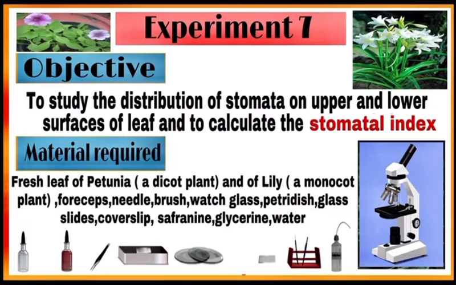Write objective of the experiment first, that is to study the distribution of stomata on upper and lower surfaces of leaf and to calculate the stomatal index. Then write materials required for the experiment. We need fresh leaf of petunia, which is a dicot plant, and leaf of lily, which is a monocot plant. And we require forceps, needle, brush, watch glass, petri dish, glass slide, cover slips, saffranin stain, glycerine and water.